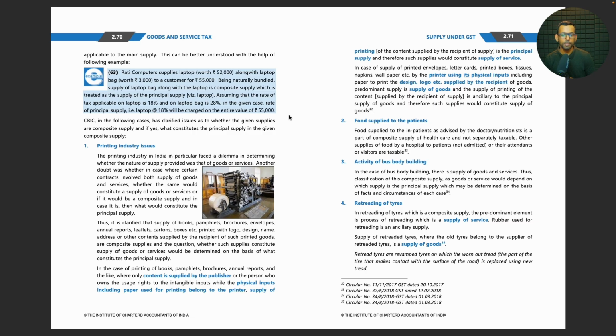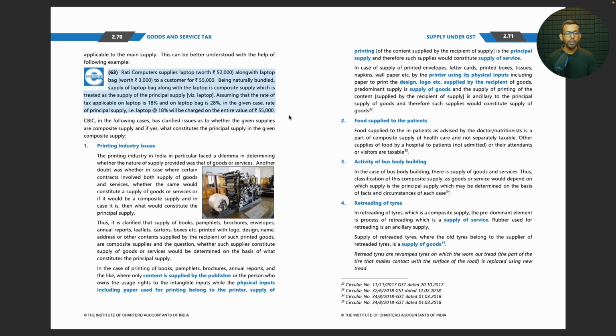Now some specific issues, the clarification has been given. Printing industry. The printing industry in India in particular faced a dilemma in determining whether the nature of supply provided was that of goods or services. Another doubt was whether in case where certain contracts involved both supply of goods and services, whether the same would constitute a supply of goods or services, or if it would be a composite supply, and in that case, then what would constitute the principal supply.